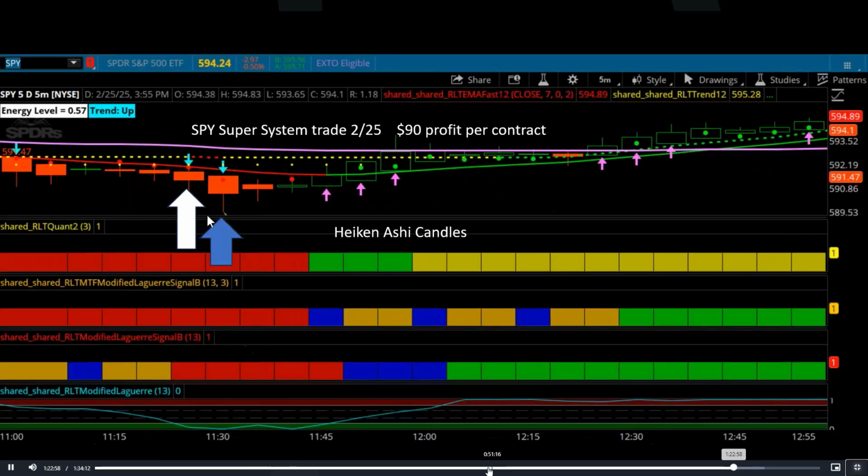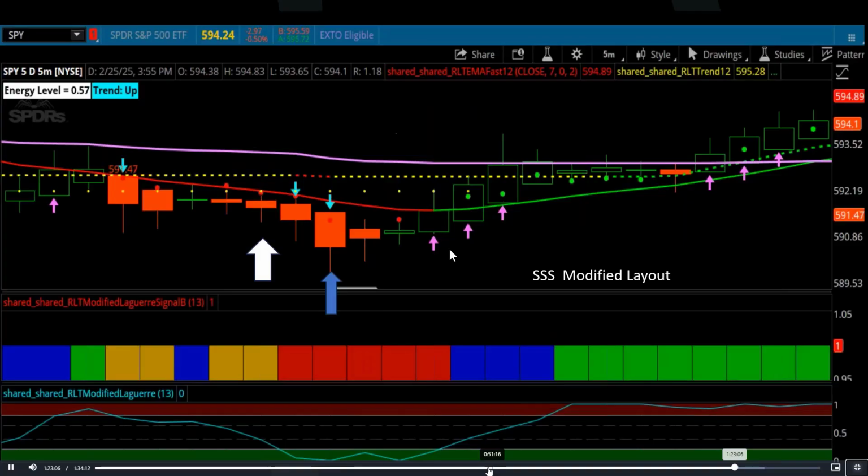This was on the SPY Super System. Again, this was just 2 candles and out. Right? $90 profit. This one here, this was just using the same thing. This is using the modified layout in case anybody just wants to use that one. You can see right here when you get in as it breaks down, it's yellow. You write it down and you're out on this last candle here.